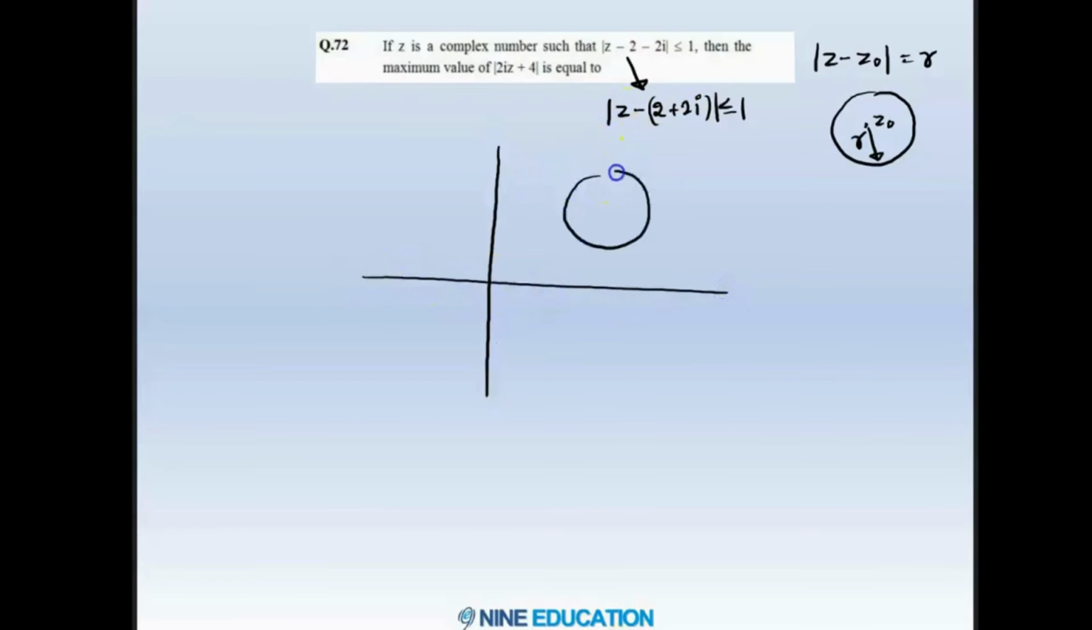So this is a circle with center at (2, 2). All right, and since we have the inequality, less than or equal to, that suggests that it should be the interior of this circle. The z point lies on the circle or it should be interior to the circle.